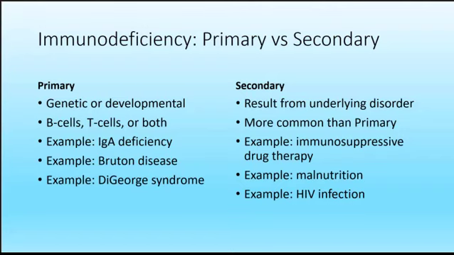With immunodeficiency, we can have primary or secondary immunodeficiency. We've talked a lot about immunodeficiency in chapters 2 and 3, and there are two ways that we can develop immunodeficiency: primary, secondary. Primary deficiency results from genetic or developmental issues, and secondary results from an underlying disorder. Secondary is much more common. We're going to see this with corticosteroid therapy and other immunosuppressant therapies. You can see this with malnutrition or an infection that involves the immune system like HIV.